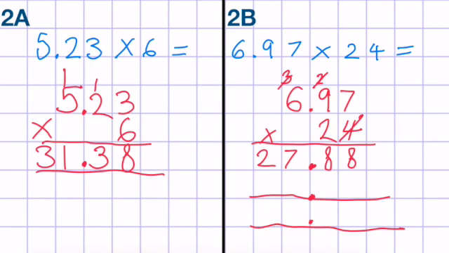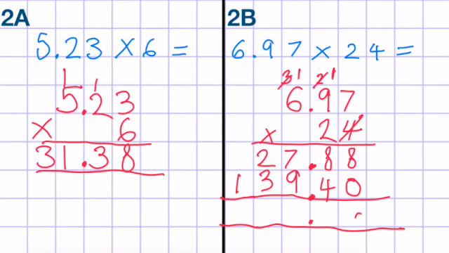I'm now multiplying by 20. I'm putting a 0 here, and now I'm just going to treat it as 2. 2 times 7 is 14. Carry the 1. 2 times 9 is 18, plus 1 is 19. 9, carry the 1. 2 times 6 is 12, plus 1 is 13. Going to have to extend this along.